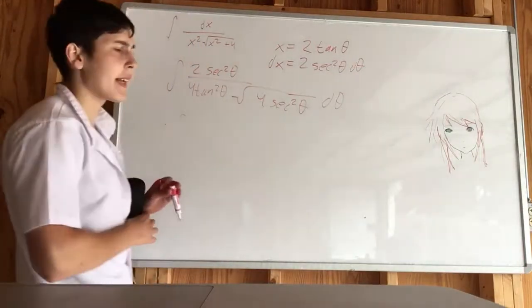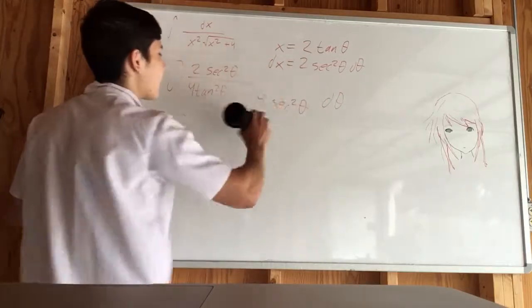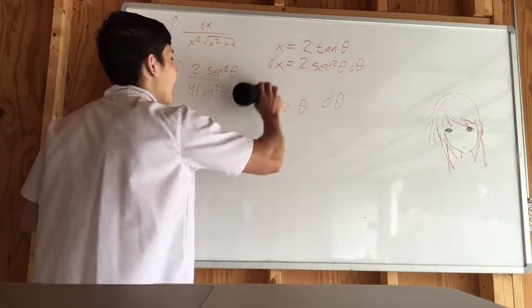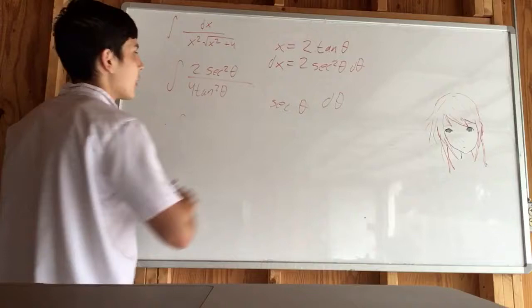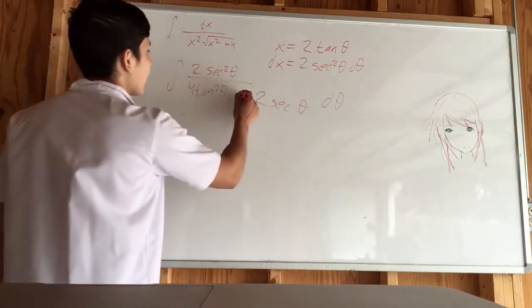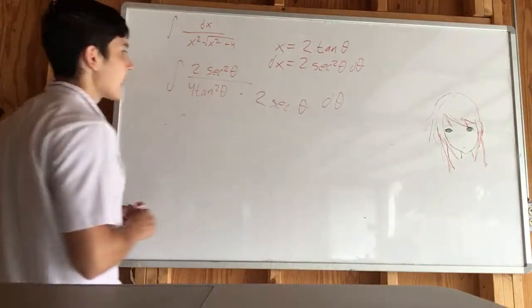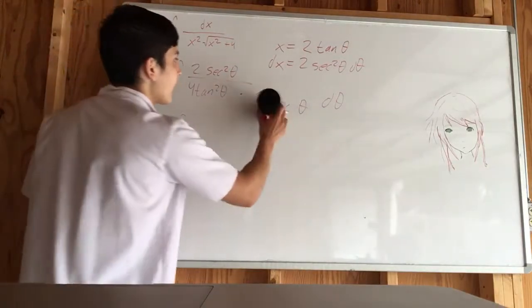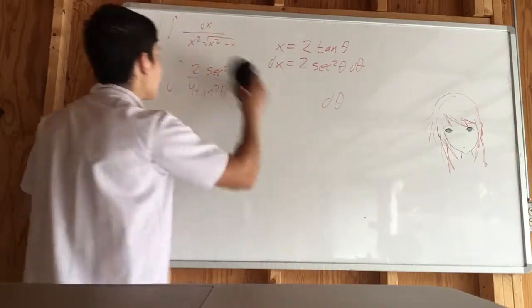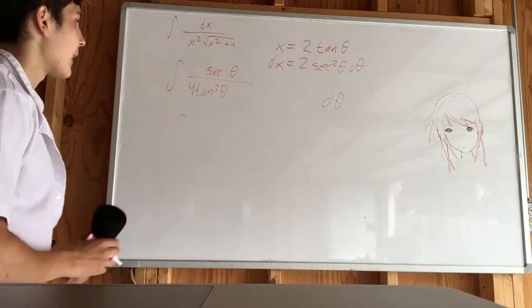Go ahead and apply this square root. It's there for a reason. And this here becomes a 2 secant theta. The 2 cancels out with this 2. This secant theta goes away in the denominator. Rest in peace. And this one loses a secant theta.